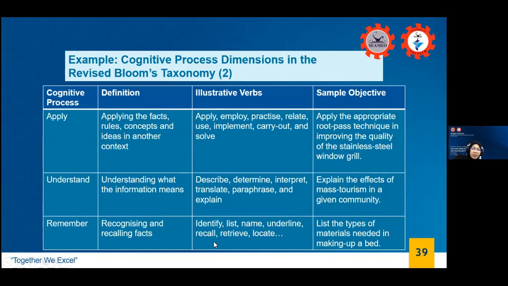So these are your guides. If you use these verbs, you'll be able to identify what cognitive process you are targeting. Right.